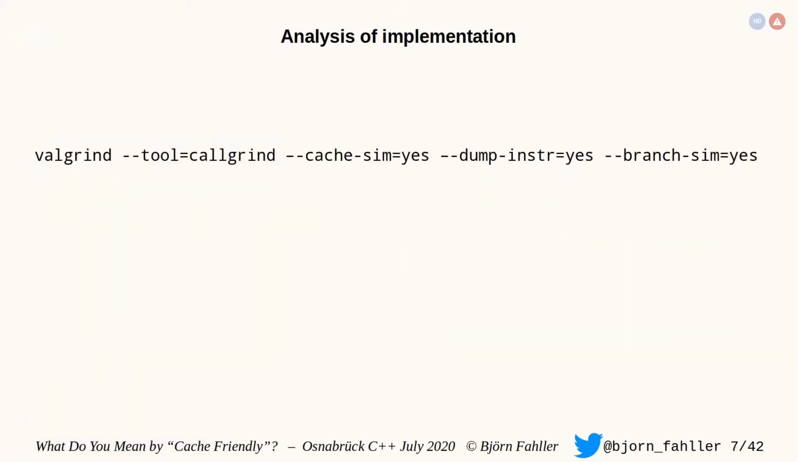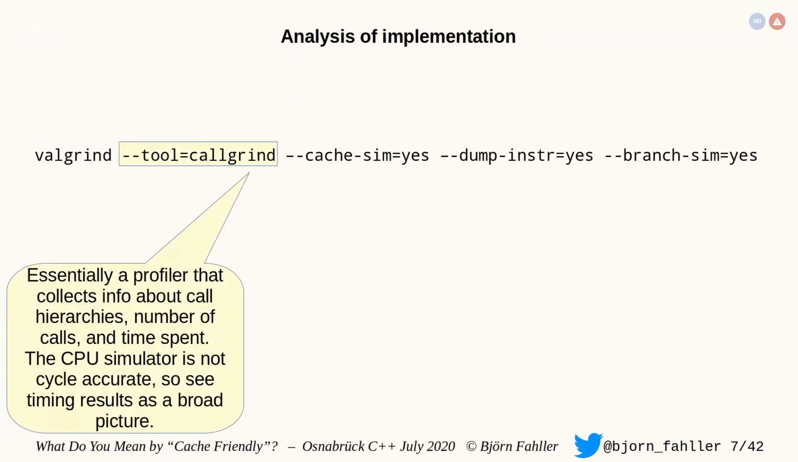So one tool that is useful is Valgrind. It's mostly well known for checking for memory problems of various kinds, with memory leaks or uninitialized data and such. But one of the tools in Valgrind is Callgrind. And Callgrind is a CPU emulator, actually, that collects data about whole call hierarchies and the number of calls and time spent. It's not CPU cycle accurate simulation by any means, but it gives a broad picture.